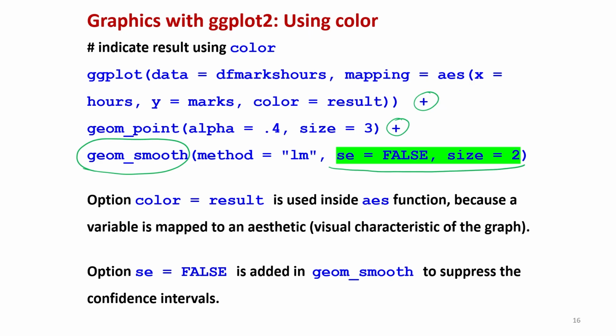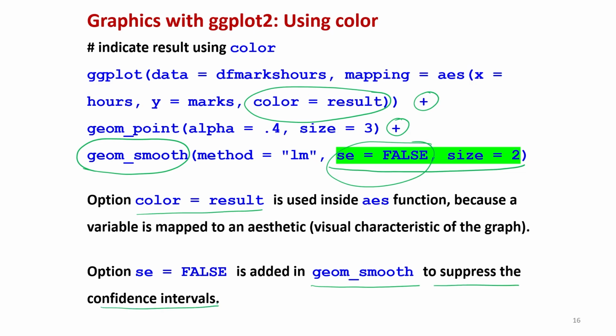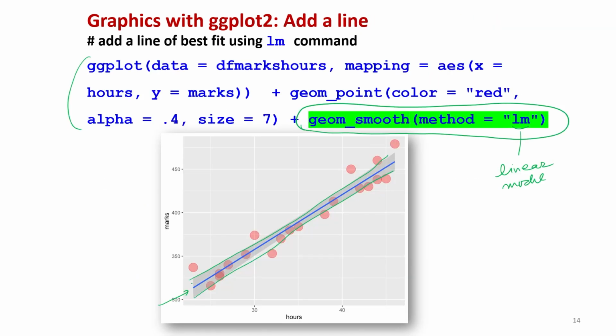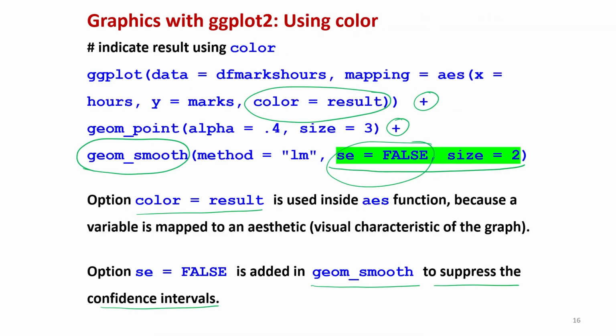So what is this going to do actually? The option color equal to result is used under the aesthetic function, so this will map to an aesthetic aspect of this graph. And then we are using se equal to FALSE. This is added under the geom_smooth function to suppress the confidence intervals. If you make it TRUE, then it will be there. For example, you can see in this graph that the confidence interval is there in the gray shade.